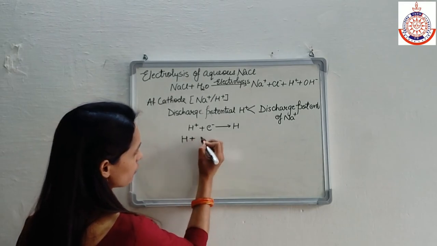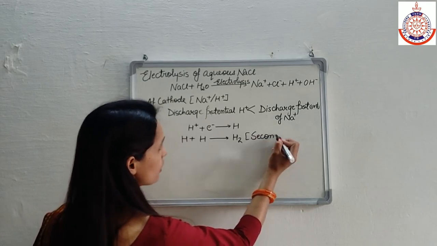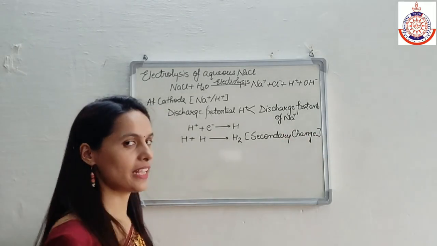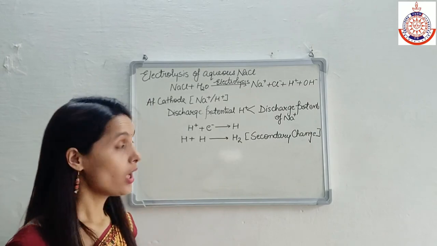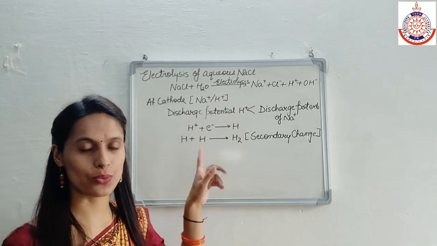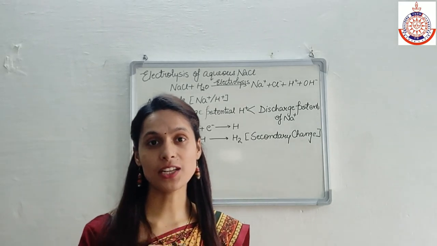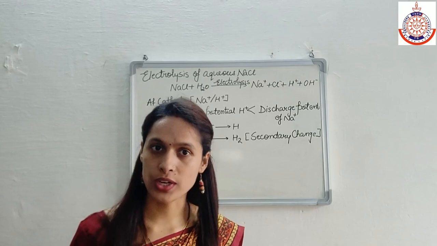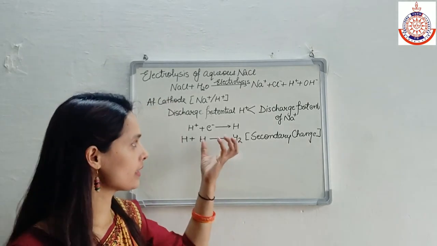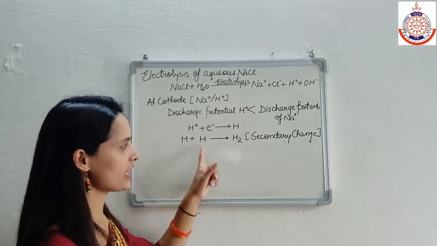So as soon as H forms, it gets converted into H2. So we get H2 at cathode, that is the secondary product, the product which is formed as a result of the secondary change. Though the electrolyte is NaCl, we didn't get Na at cathode. We get H2 at cathode because of the discharge potential of hydrogen. Discharge potential of hydrogen is less than that of sodium. That's why it removes its charge faster than Na positive. That's why we get H2.